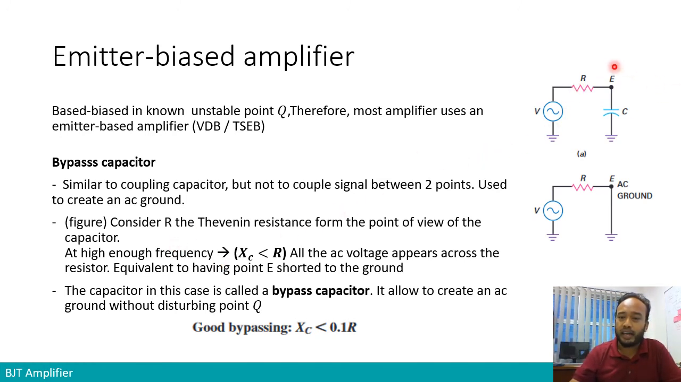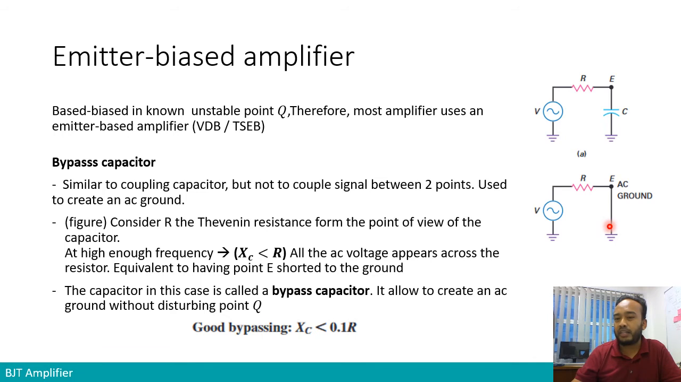What is going to happen in this circuit is that if we have a higher frequency, just like in the coupling capacitor, we will have the reactance smaller than R. Therefore, if the reactance is smaller than R, then all the AC voltage will appear across the resistor, right? Because the reactance of C is going to be very, very small, we could consider it as neglected. So it is as if the circuit is grounded.